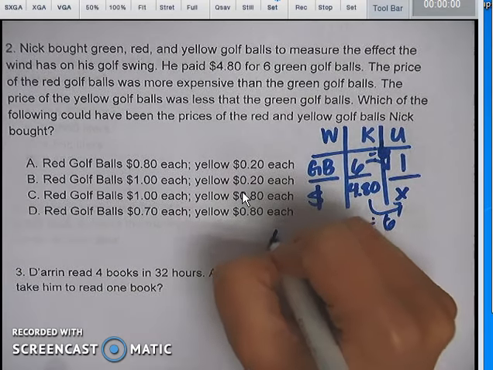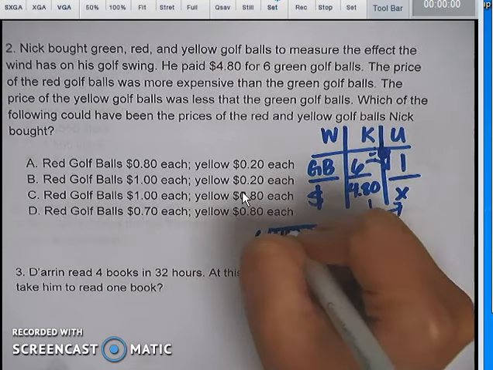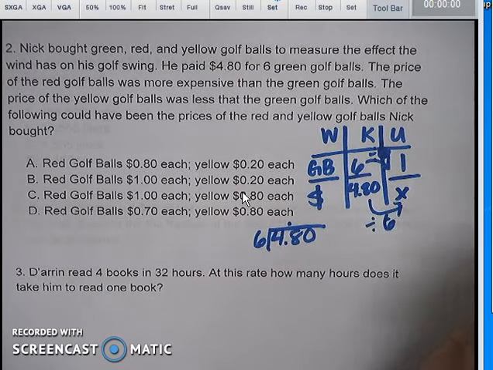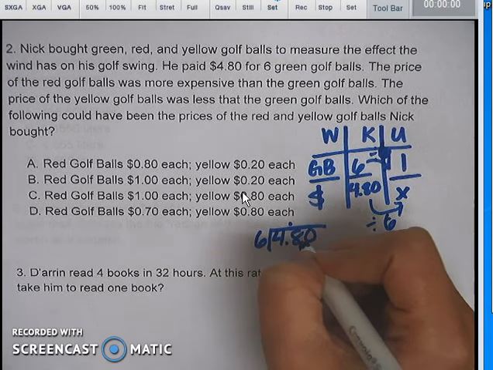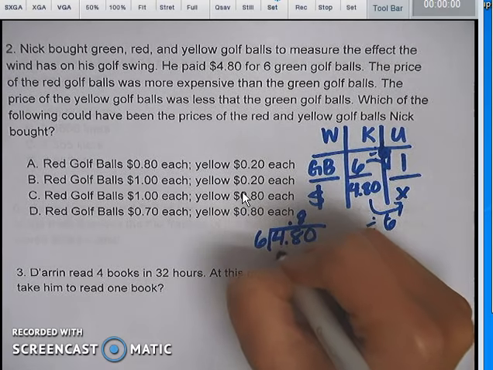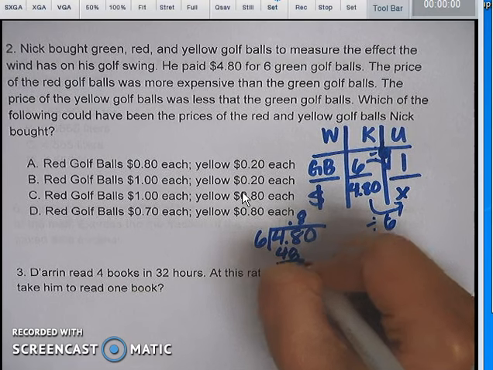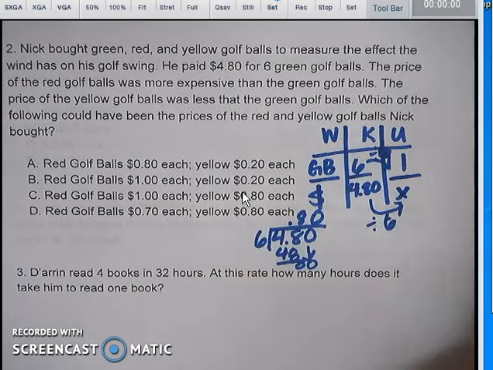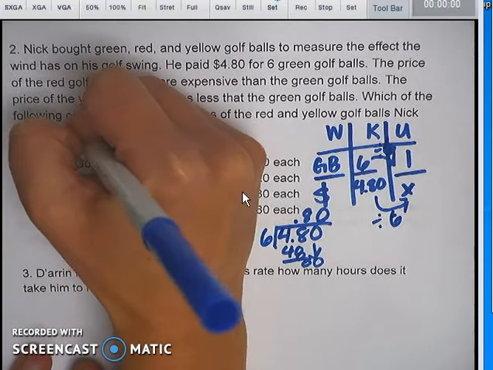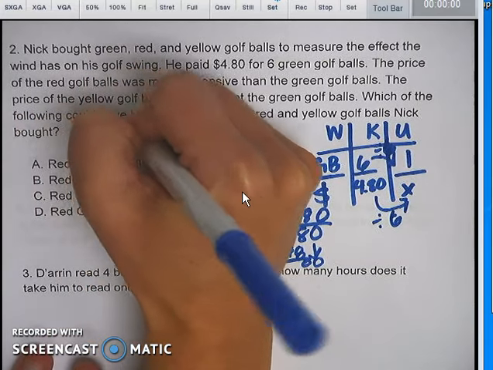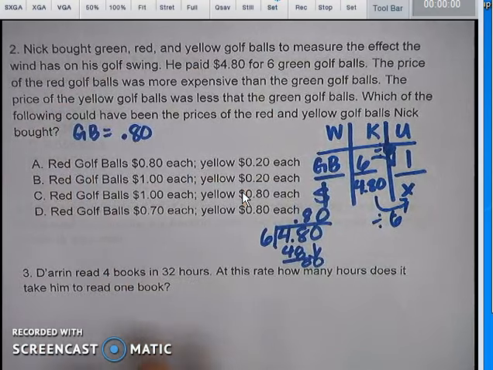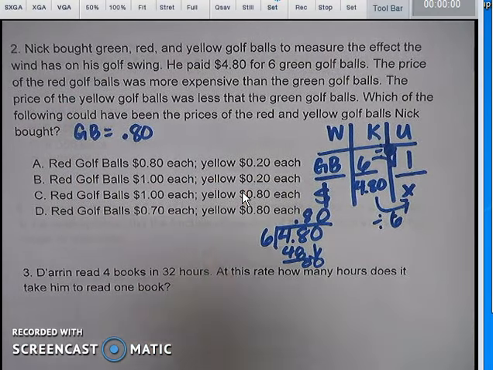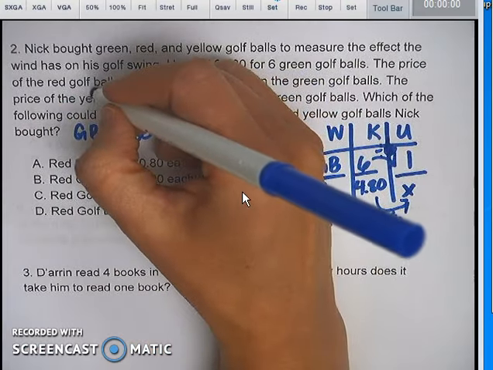So you're going to take $4.80 and divide it by 6. Okay, bring your decimal straight up. How many times will 6 go into 48? 8. Bring down your 0. How many times will 6 go into 0? 0. So the green cost 80 cents. Okay? Up here in my story, it said the red was more expensive.